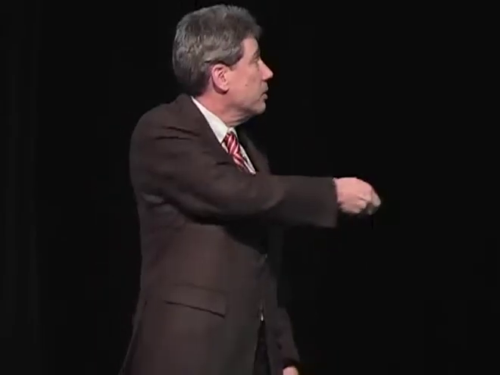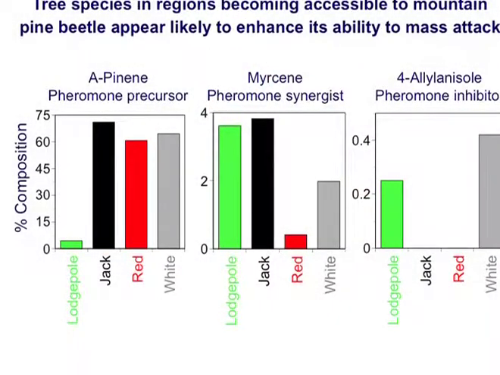And here's our old friend 4-allylanisole, which is important in inhibiting the response of mountain pine beetle to its aggregation pheromone. This is the level here in lodgepole pine, and so far we have not even been able to detect it in jack pine or red pine. It is plentiful in white pine.